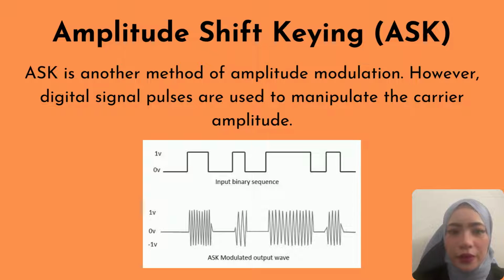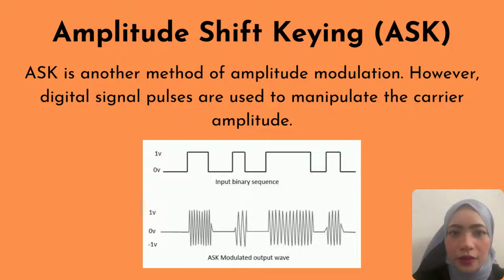In this video, I will explain about ASK and FSK so that viewers can get a better understanding of this topic. Amplitude shift keying, ASK, is a type of amplitude modulation which represents the binary data in the form of variations in the amplitude of a signal.